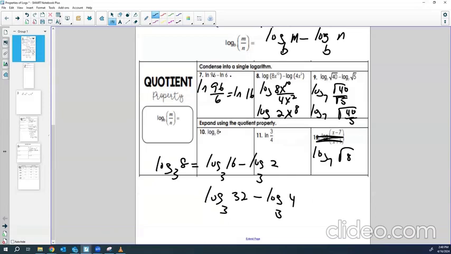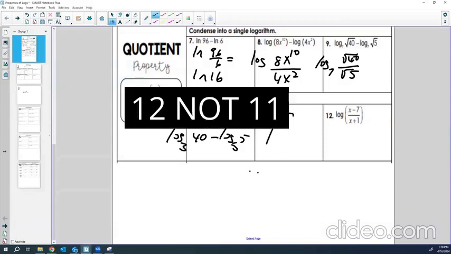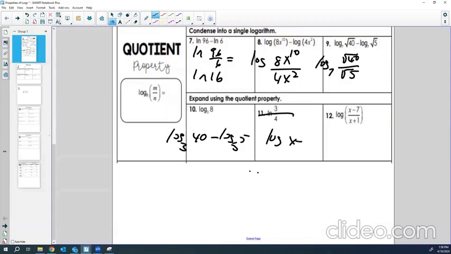And then number 11. We're going to take this one log. It's going to be log base 10 of x minus 7 minus log of x plus 1. Good? Everybody see that? All right, let's move on. Okay. So that was the quotient rule, the quotient property.